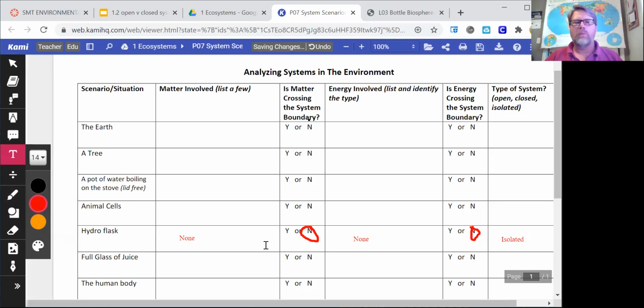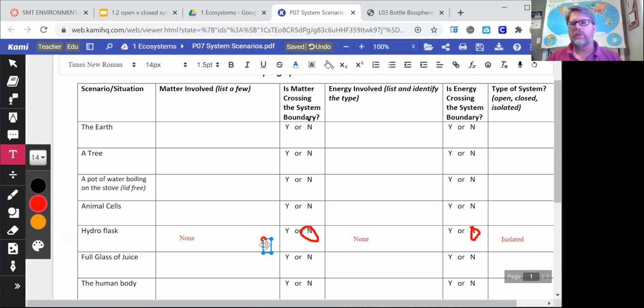Okay, so each system is going to have its own definition of what the boundary is. It's whatever the edge is of that system. Now the animal cell is just like the human. What do animals need? They need air, they need water, they need food. All of that is matter.